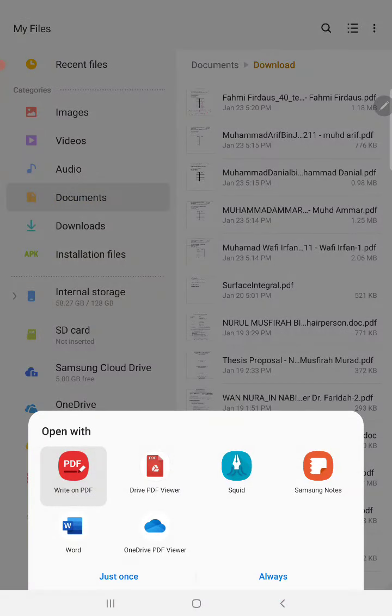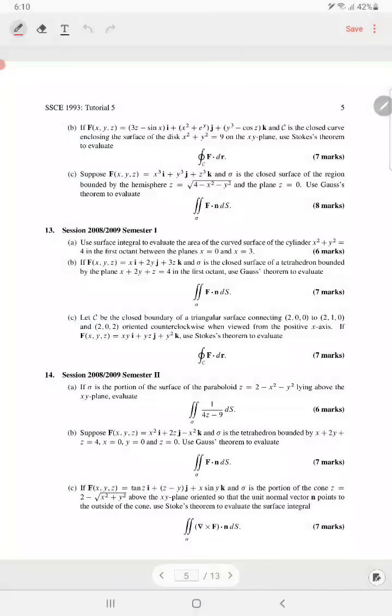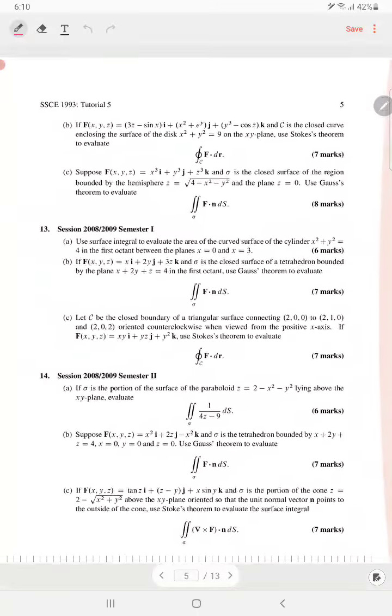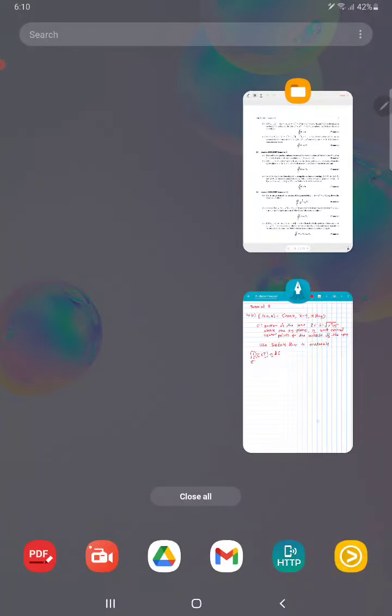Question number 14C from tutorial 5 says that we are asked to evaluate the surface integral by using Stokes' theorem. So we are asked to evaluate the surface integral of del cross F dot unit normal vector n over the open surface sigma by using Stokes' theorem, where F is given as this, and sigma is the portion of the cone above the xy plane, so that the unit normal vector n points to the outside of the cone.